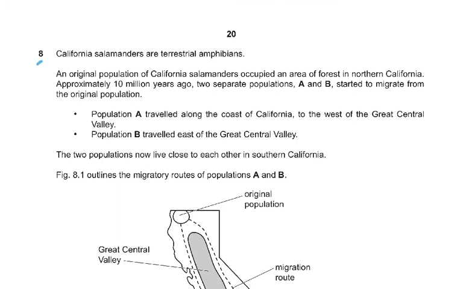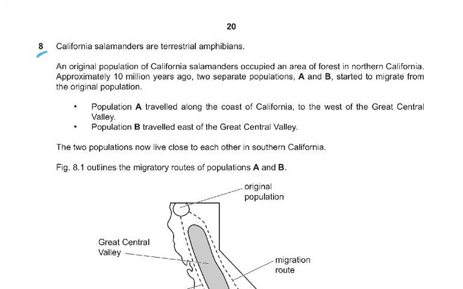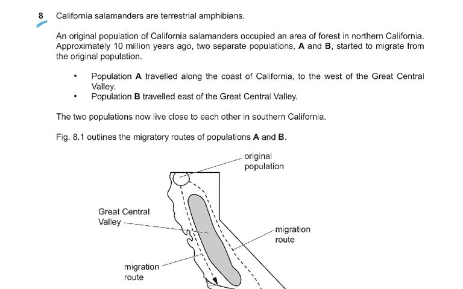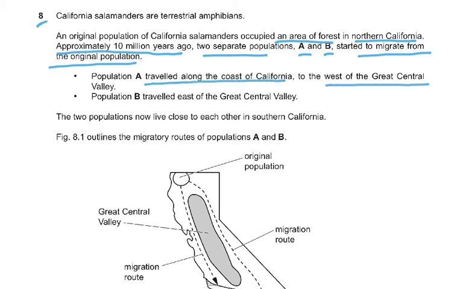Now coming to question number 8. California salamanders are terrestrial amphibians. An original population of California salamanders occupies an area of forest in northern California. Approximately 10 million years ago, 2 separate populations, A and B, started to migrate from the original population. Now you can guess which chapter this is all about. Population A traveled along the coast of California to the west of the Great Central Valley, and population B traveled east of the Great Central Valley.